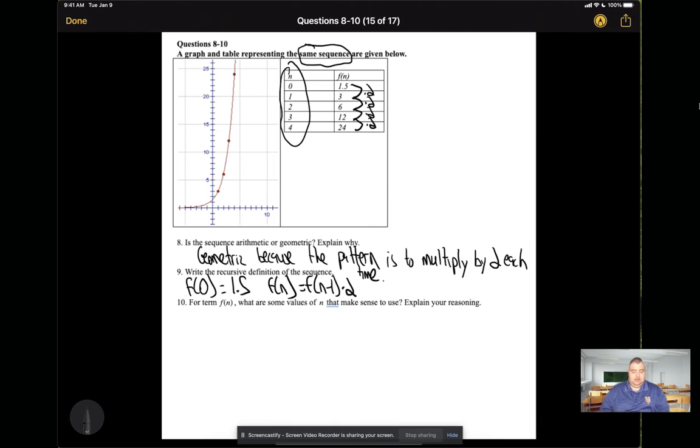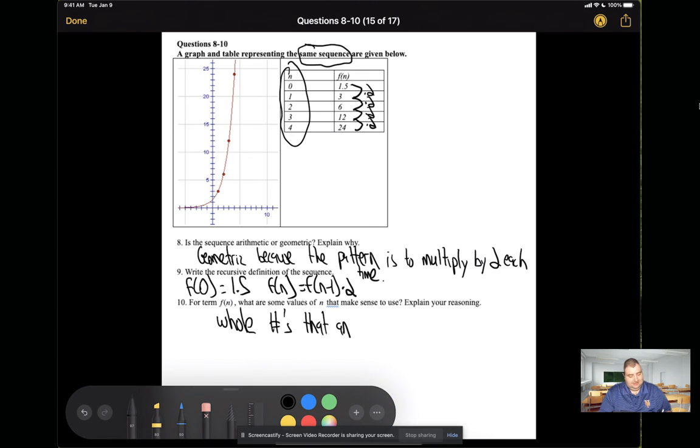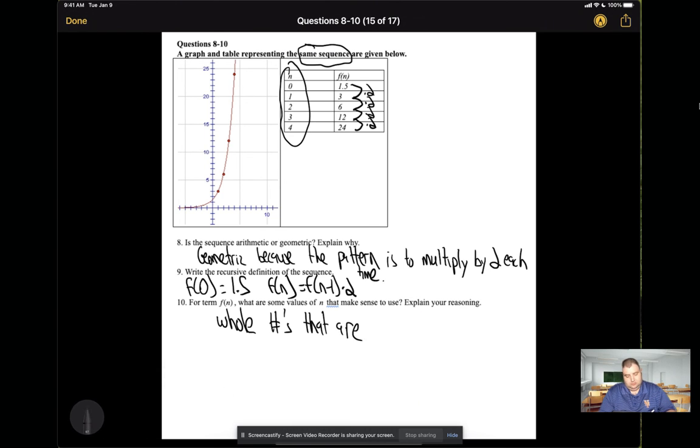All right, what are some values of n that make sense to use? We're going to say whole numbers that are not negative. Okay, so those are the values of n that make sense. Now explain why. Why doesn't it make sense to use anything else? Because it just doesn't make sense to have a negative term number or a decimal term number.